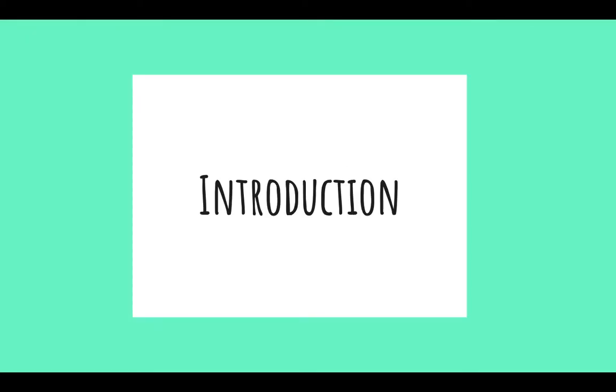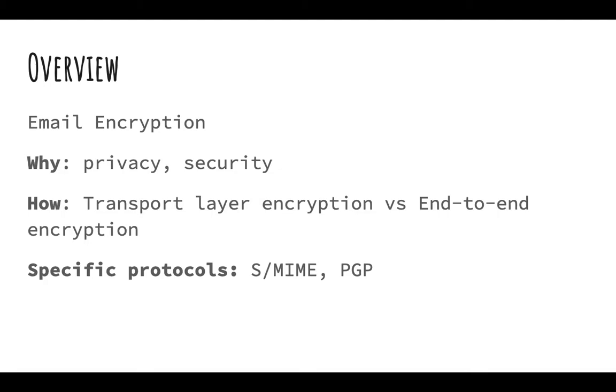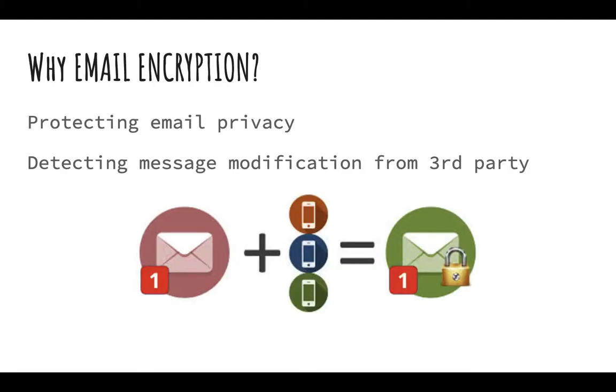In this presentation, we will talk about why we need email encryption, how that works, and some details of two protocols that are widely used for email encryption. The main purpose of email encryption is to protect the content of the message from being acquired by other entities rather than the right recipients. We want to protect privacy and detect message modification from third parties.